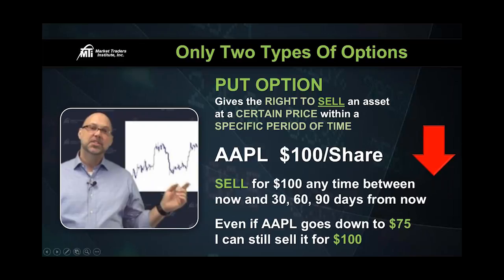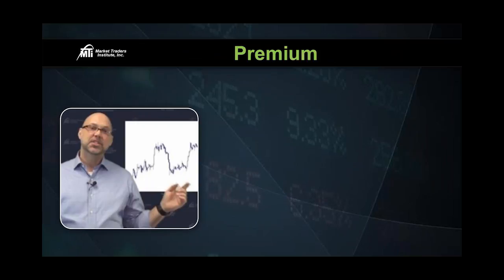Now, some of you might be thinking, well, William, if it's that easy, why isn't everybody doing it? Well, there is a cost to doing it. That cost is called a premium. My new people, this is what I want you to write down. The premium is what you're going to pay for the control and time of that asset.